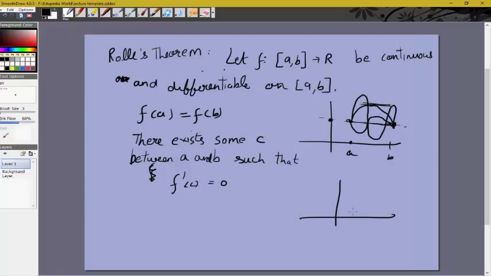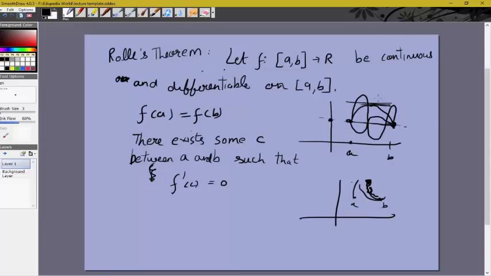If the value at the two endpoints is the same and it's continuous, remember it has to be continuous. Otherwise, you could have, this is a, this is b, a function like this, in which case the derivative is not 0 anywhere, right? Or like this, in this it's not continuous or even differentiable, right? So that's not allowed. If it's continuous and differentiable and the value at the two endpoints is the same, then the derivative has to be 0 at some point in between.